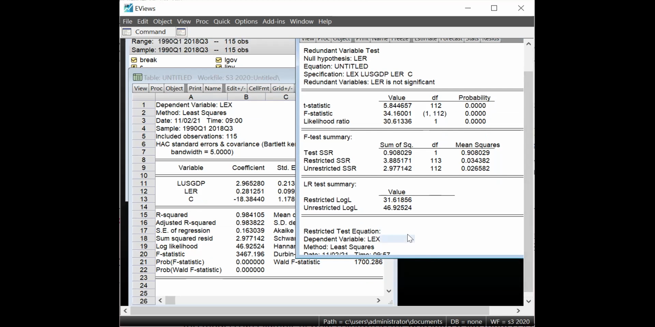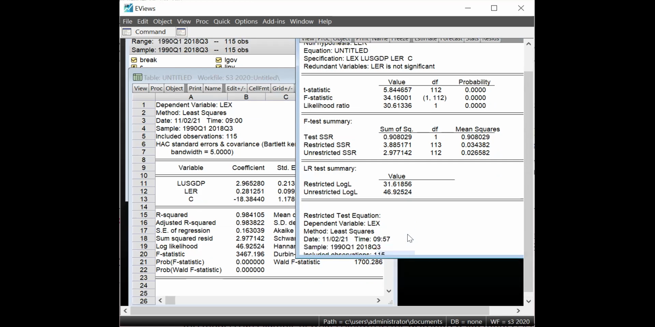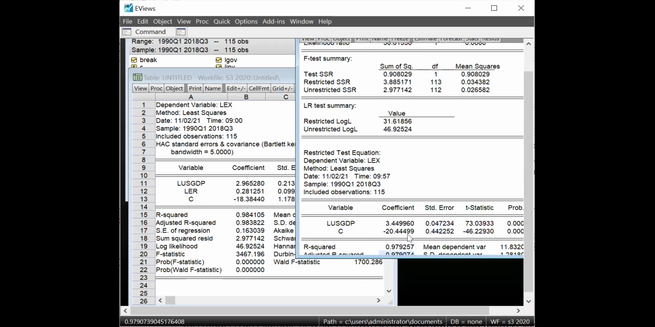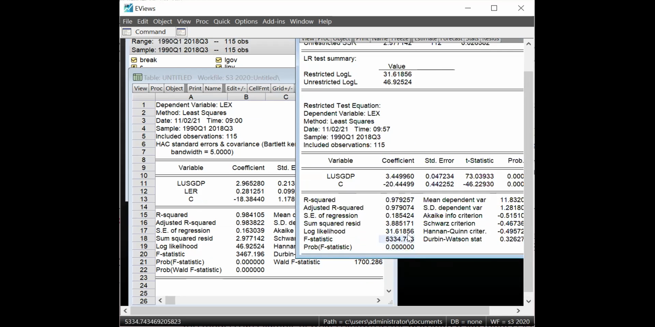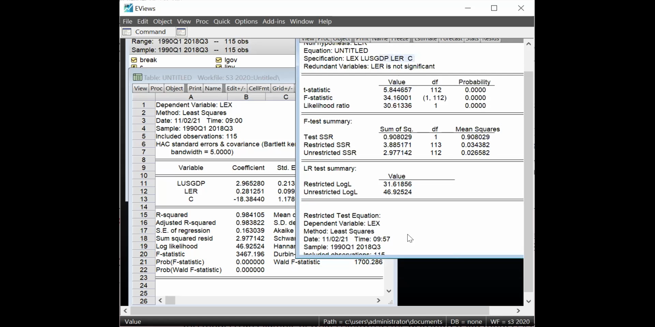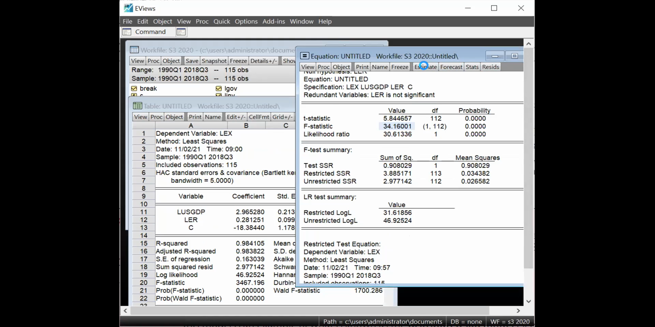Here, for example, we have the restricted test equations. We have the results here: by using the T statistic we reject the null hypothesis, and by the F statistic we also reject the null hypothesis. This is the restricted and unrestricted model, and then we estimate again.